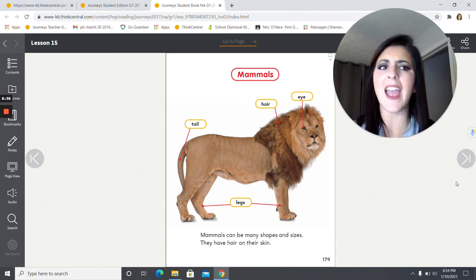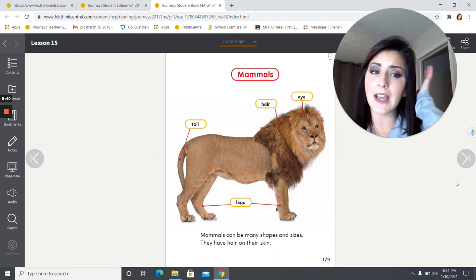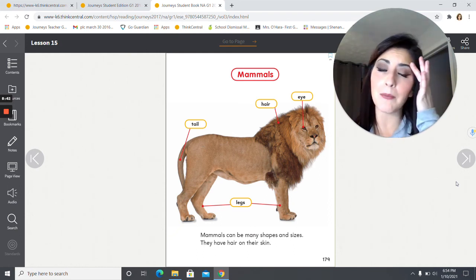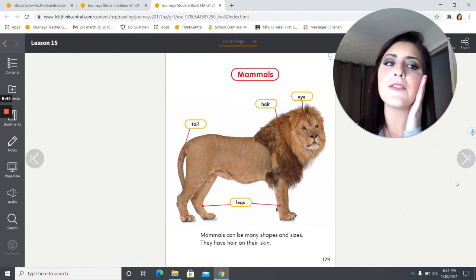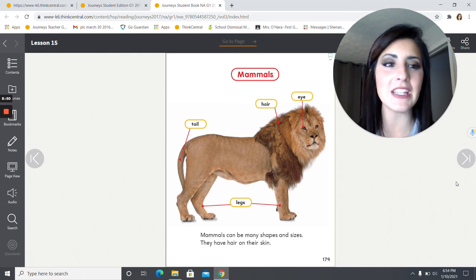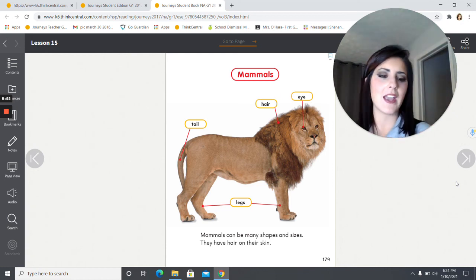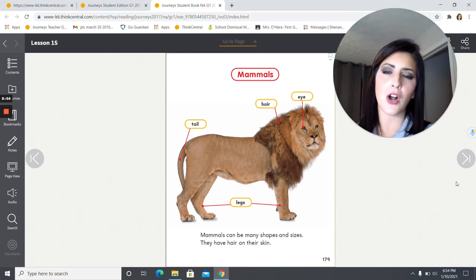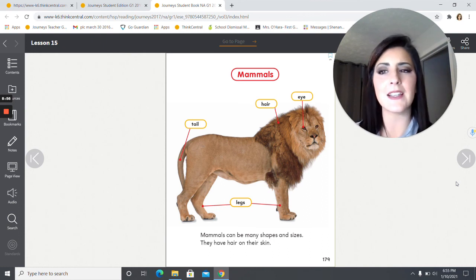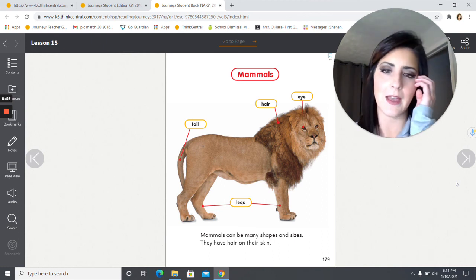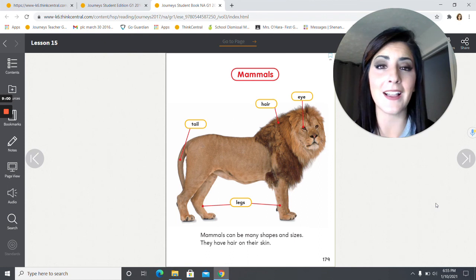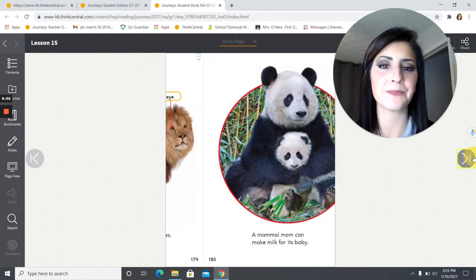And some of you might say, I don't have hair on my skin. Well, we have hair on our head. We have eyebrows and eyelashes. And if you feel your skin, it's not very visible, but everybody has something that we like to call peach fuzz. They're little tiny white hairs. And even if you look at your arms, and sometimes your legs will have a little bit of hair on them. And that is something that classifies us as a mammal.